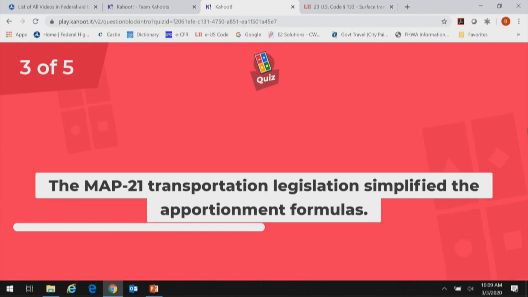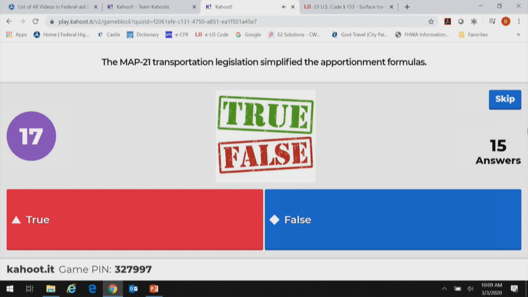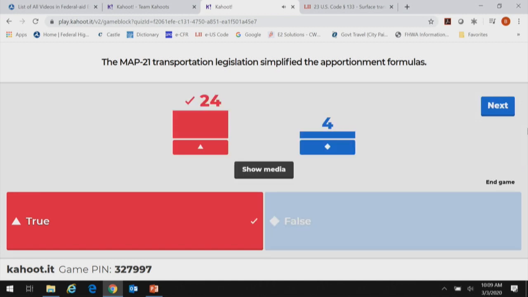Okay, number 3, the MAP 21 transportation legislation simplified the apportionment formulas. True or false? Yeah, that's true. The prior legislation had all those complex formulas, MAP 21 simplified them, and then the FAST Act continued that.